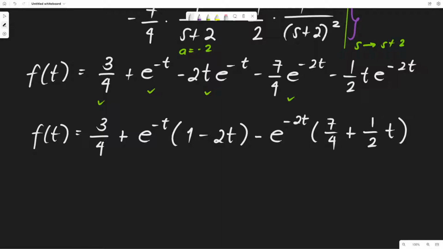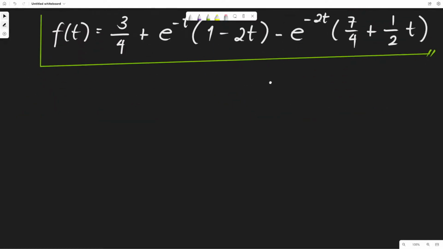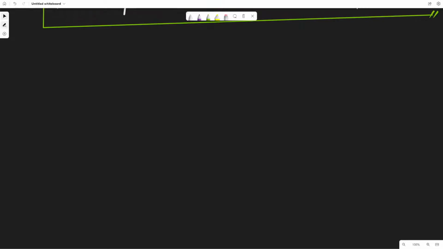So this is the inverse Laplace transform of the function. I hope you got the technique on how to do the inverse Laplace transform using frequency shift. So now let's go to our last example, number 2.